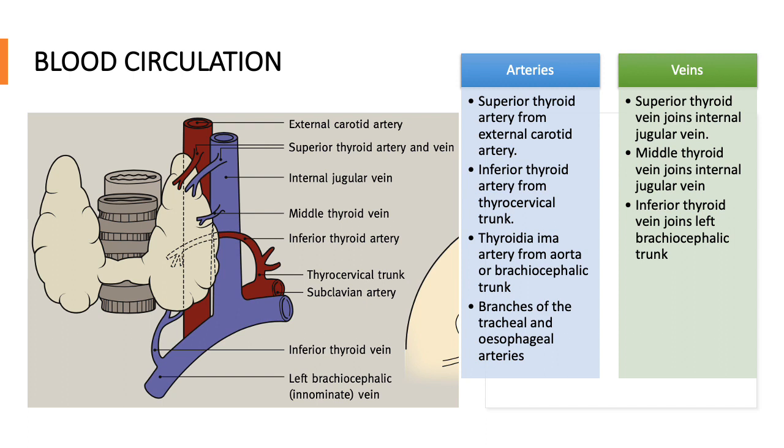When we come to the blood circulation, the thyroid gland is supplied mainly by the superior thyroid artery and inferior thyroid artery. It has several branches of supply through tracheal and esophageal branches. In about 3 to 10% of individuals, there is a thyroidea ima artery that arises from the aorta or brachiocephalic trunk, and it supplies the isthmus. The superior thyroid artery is the first branch of the external carotid artery. Because of this, the pressure of the blood flow is very high.